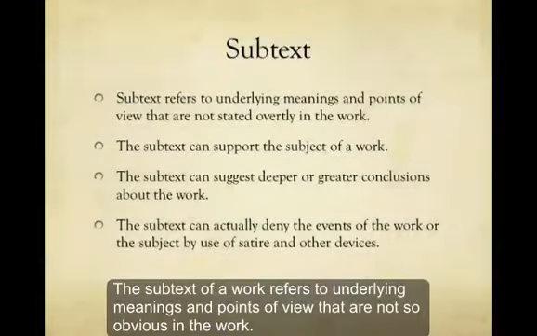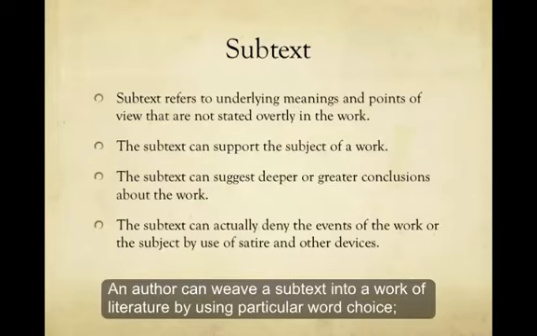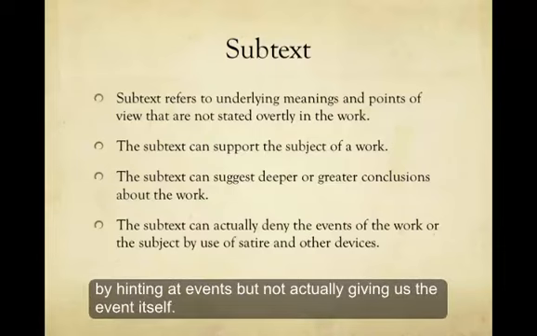The subtext of a work refers to underlying meanings and points of view that are not so obvious in the work. The subtext is about the layers of meaning beneath the surface of a work. An author can weave a subtext into a work of literature by using particular word choice, by using devices such as personification, by hinting at events but not actually giving us the event itself.